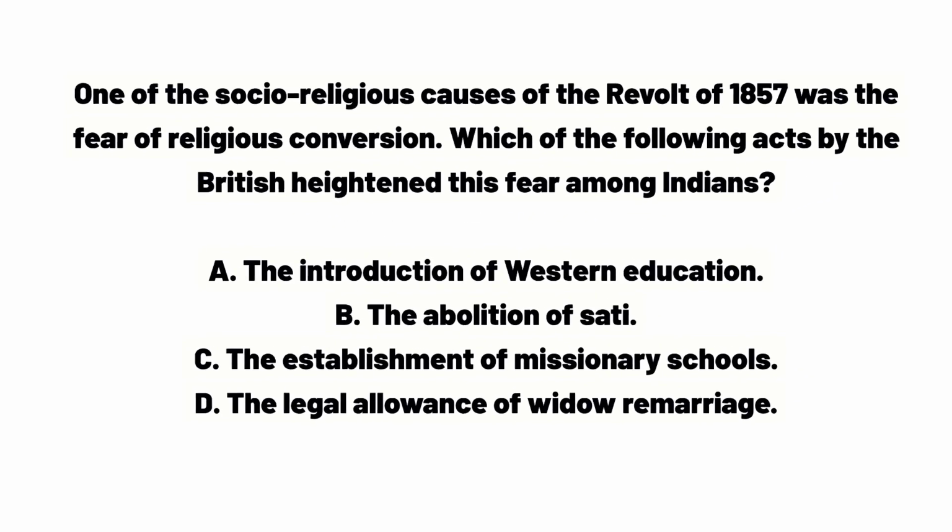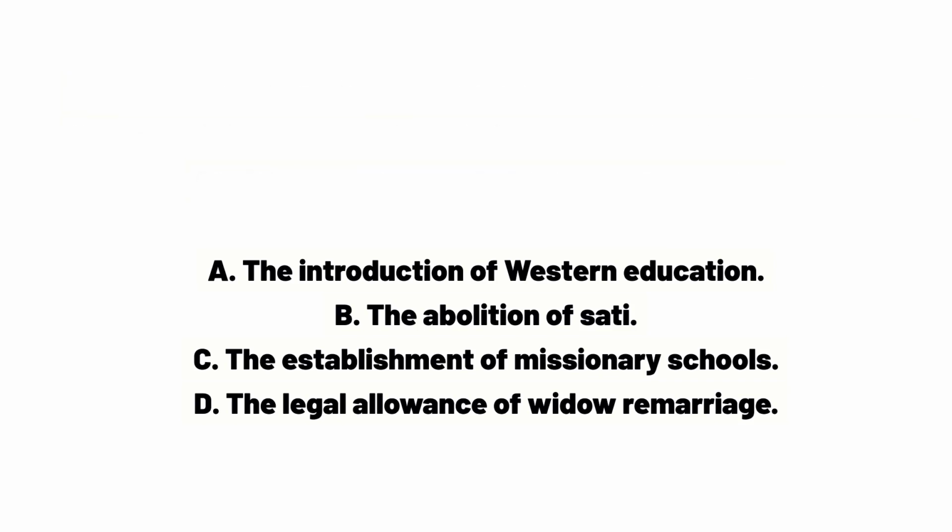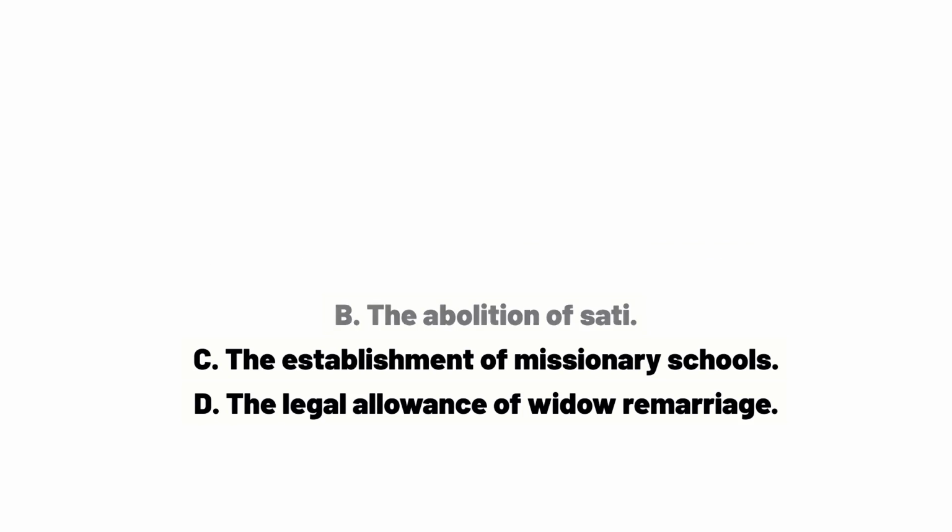One of the socio-religious causes of the revolt of 1857 was the fear of religious conversion. Which of the following acts by the British heightened this fear among Indians? A. The introduction of Western education. B. The abolition of sati. C. The establishment of missionary schools. D. The legal allowance of widow remarriage. Answer. D. The legal allowance of widow remarriage.